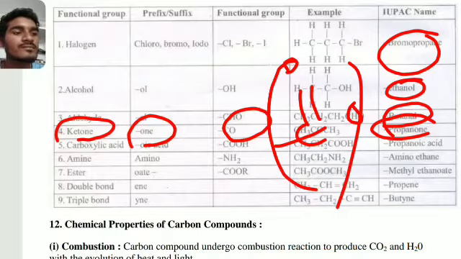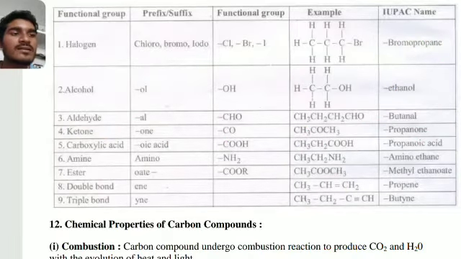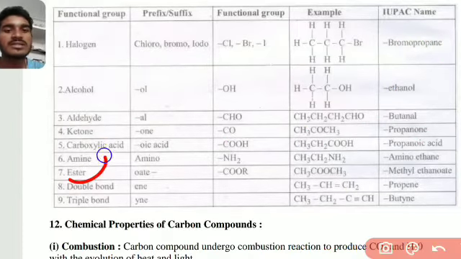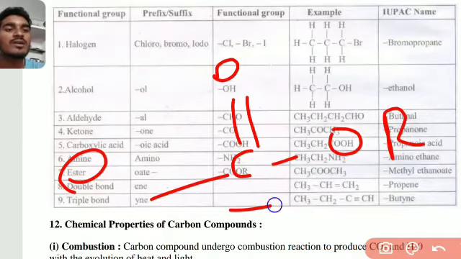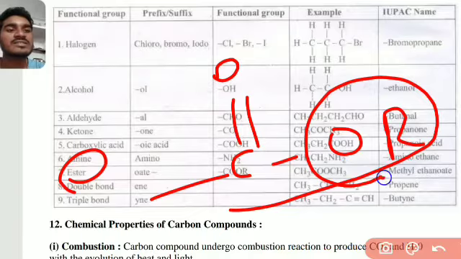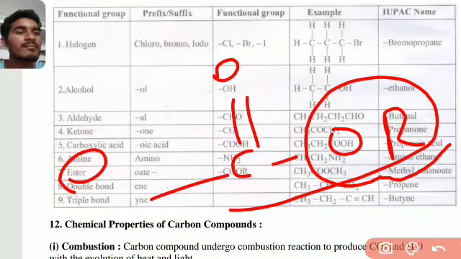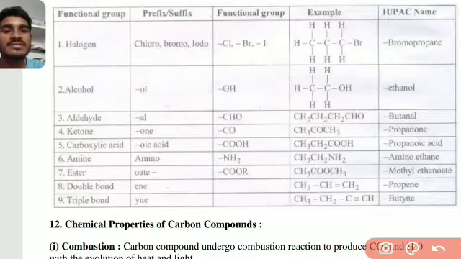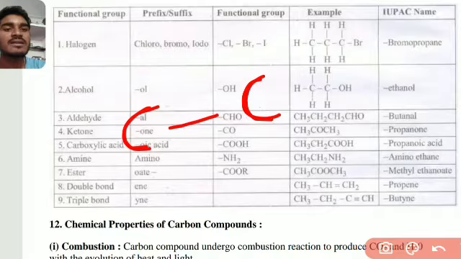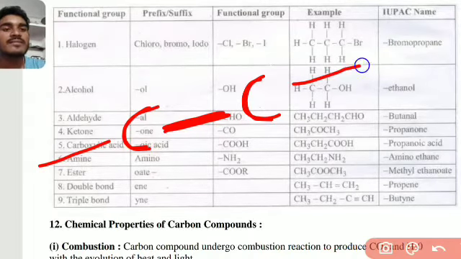Okay, now you see the ester. The ester functional group is C double bond O OR, and oate is the suffix. Ester means COOR. Methyl ethanoate is an example of an ester. So in a compound, if there is a single bond between carbon and carbon, we call it an alkane, right? Alkane.